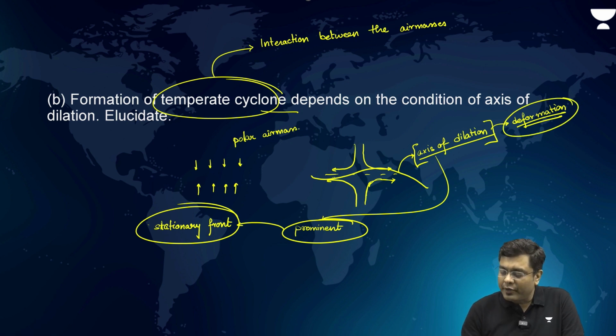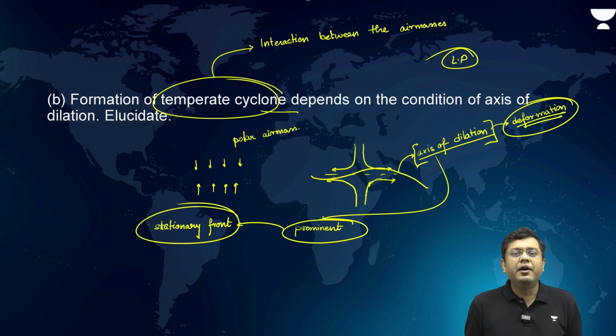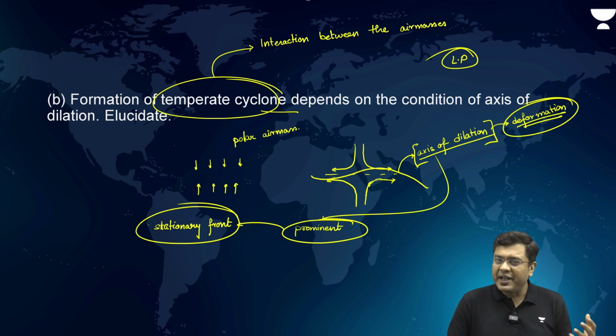Only when this axis of dilation will start getting deformed will there be a significant and a considerable convergence, and that is where you will have the formation of a warm and a simultaneous cold front. And that formation of a simultaneous cold and warm front will lead to the creation of a low pressure. That low pressure will intensify as much as convergence will happen, and that is when a full scale and a full blown temperate cyclone starts getting developed. So, that is a factor with regards to the formation.